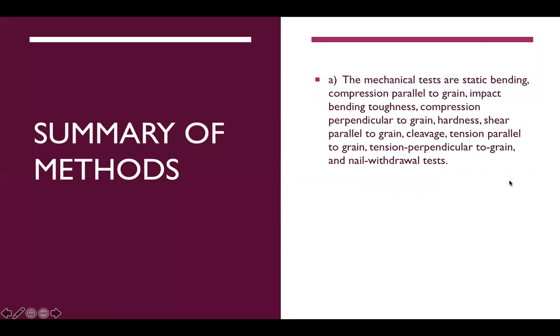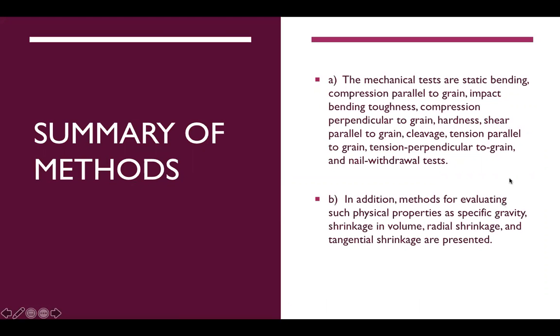So as a summary for the methods, the mechanical tests are the static bending, compression parallel to grain, impact bending toughness, compression perpendicular to grain, hardness, shear parallel to grain, cleavage, tension parallel to grain, tension perpendicular to grain, and nail withdrawal test. In addition, methods for evaluating such physical properties as specific gravity, shrinkage in volume, radial shrinkage, and tangential shrinkage are presented as well.